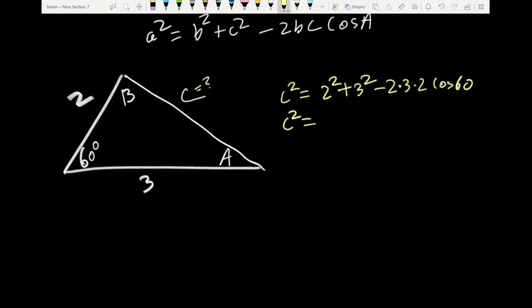C squared equals 7. So C is equal to square root of 7.